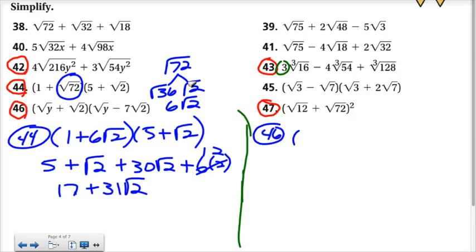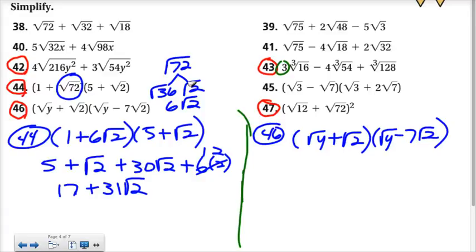46 has the square root of y plus the square root of 2 times the square root of y minus 7 square roots of 2. So as I'm writing it, I'm thinking, okay, well, all of these are simplified. You know, I can't simplify anymore. And this is not a conjugate because the terms are the square root of 2 and negative 7 square roots of 2. So it's not conjugates. But let's see how this works out.